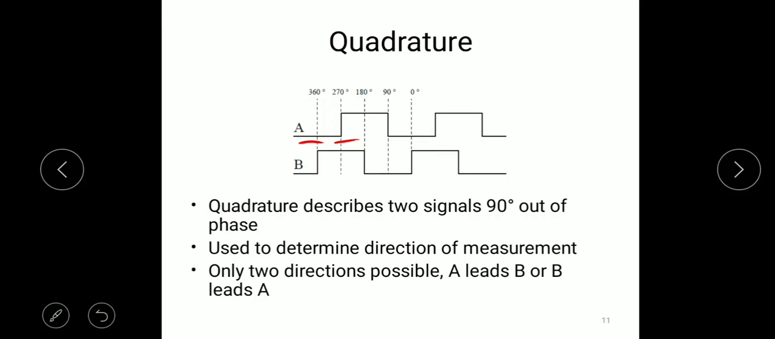So the standard code will have only the position and the velocity, but we cannot measure in what direction the disk moves. But by using a quadrature, we can measure the position, the velocity, as well as the direction of the disk. Only two directions are possible: either A leads B or B leads A. We can say either forward or reverse.